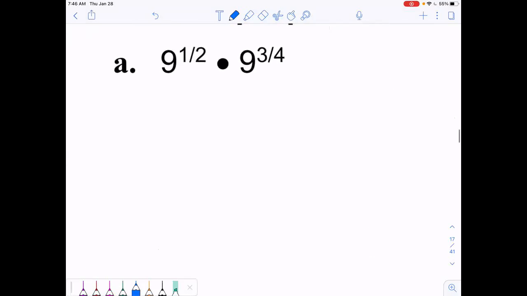Let's start with A. 9 to the 1/2 times 9 to the 3/4. So the base is the same. We're multiplying those bases. Jaden, what do you do with the exponents? You have to make them have the same denominator, so you can multiply 1/2 each by 2.